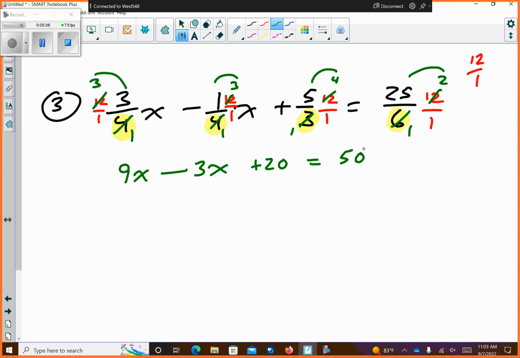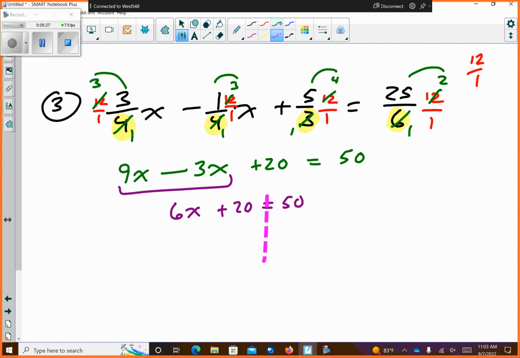Okay, so now we're ready to start combining like terms. So these are like terms. So 9 subtract 3 is 6. So 9x subtract 3x is 6x. The 20 comes down, equals 50. And now we're ready to start dancing.